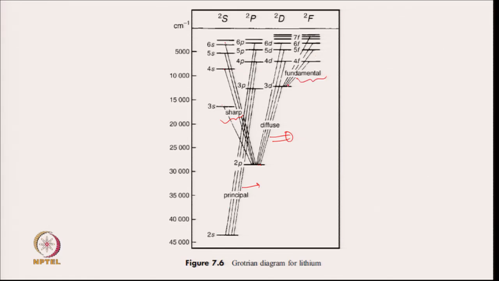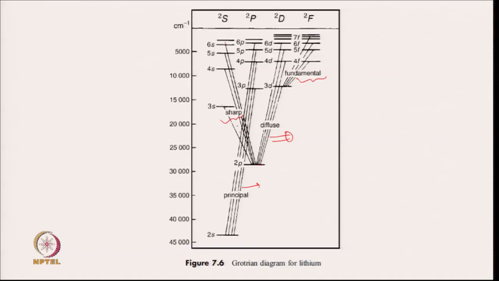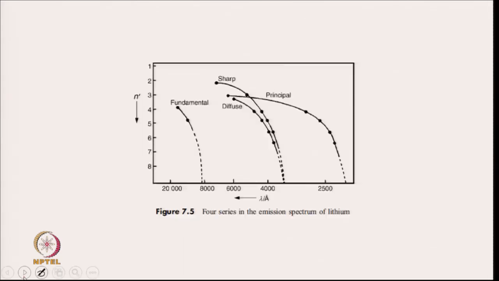Now, 2s to 3d is not allowed, because delta L is plus 2, but delta L can be minus 1. So, 2p to 3s is allowed. So, this is your diagram for the spectrum of lithium. Now, these are the 4 different series. This is the fundamental, this is your n dash versus lambda. If n dash increases, then you see lambda decreases. So, this is like diffuse, this is like sharp, and this is like principal. So, these are the 4 series in the emission spectrum of lithium.